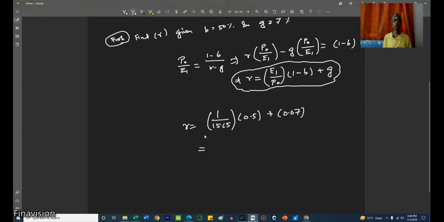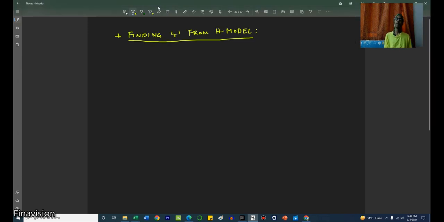This is equal to 0.10194, or R is approximately equal to 10.19%. This is our answer. Friends, in the previous example, we strived to find out the required rate of return from the Gordon growth model.